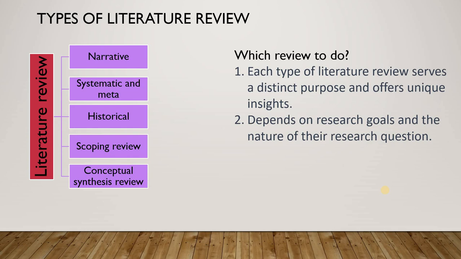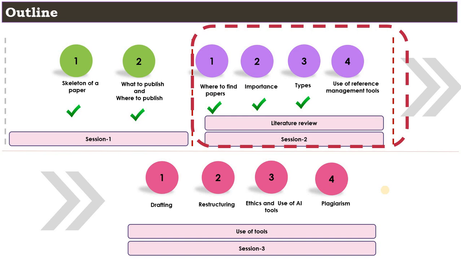So if you have some 100 papers, how do you manage? How do you remember what you read in which paper? Which paper did I refer to for this? So you need some kind of help. That is where we will go on to the next part, which is the use of a reference management tool. So far we have completed the importance of literature review and the different types of literature review. Then slowly we will move on to the reference management tool.